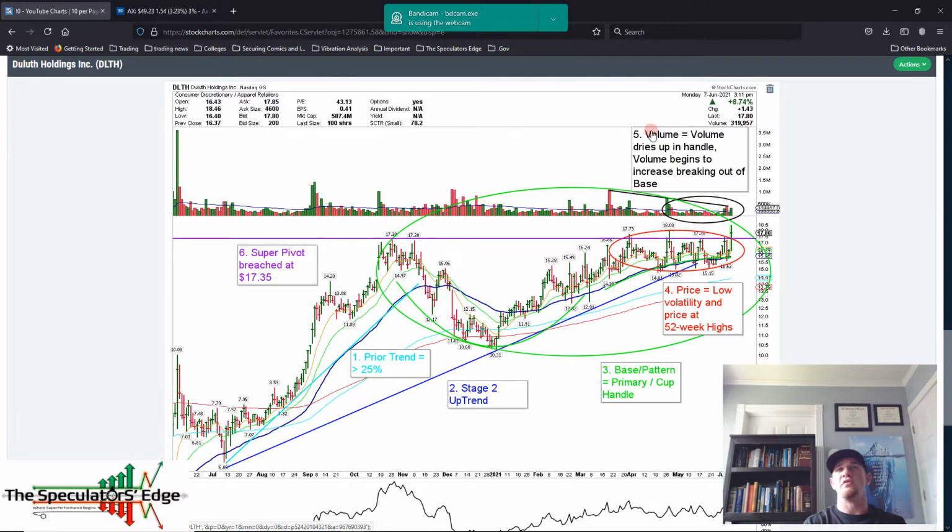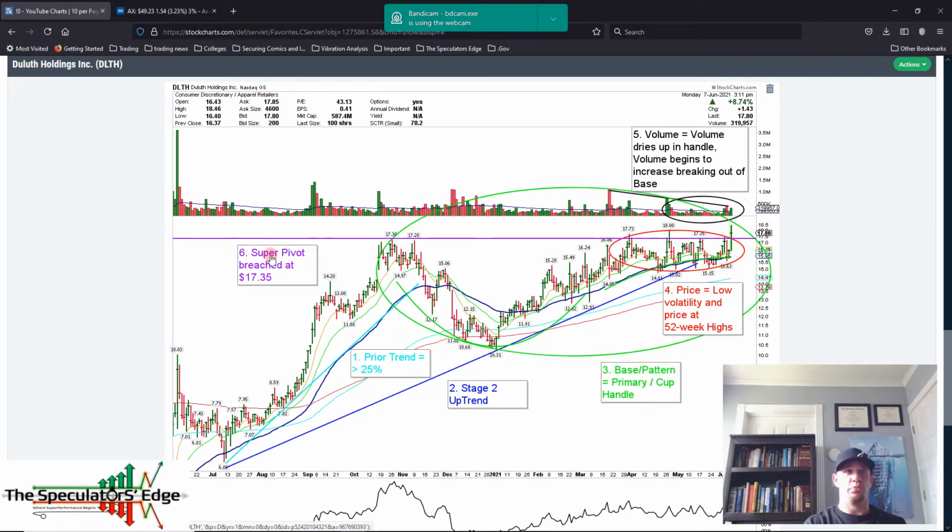We go and look at volume now, and we can see the volume dries up within the handle, which means volume decreases within the handle, and then volume is now starting to increase while breaking out of this base and pattern, which is an excellent sign that we have institutions coming into this stock, okay. That's very supportive, and this stock could literally get a move on from here.